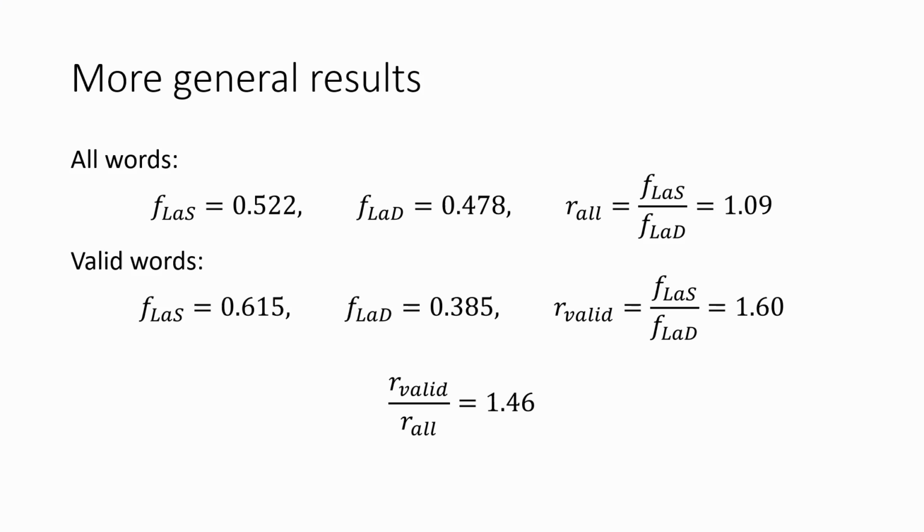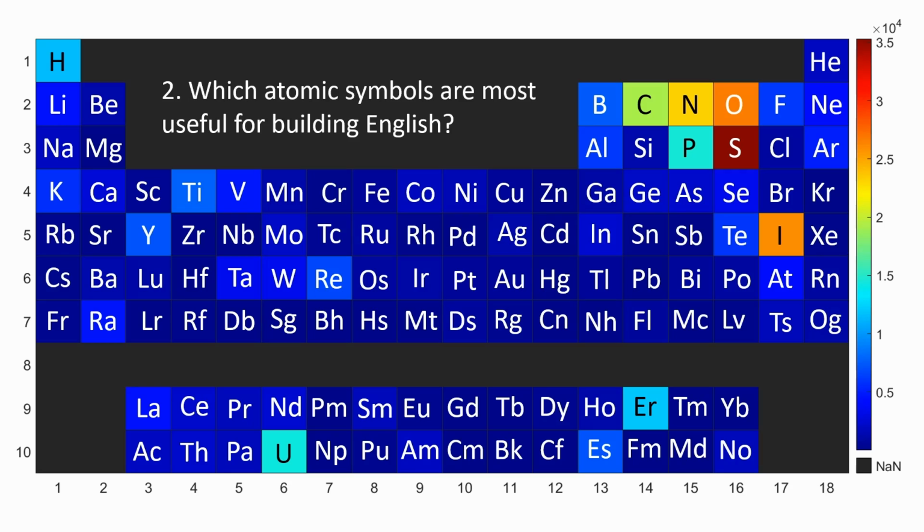So if we do some more general results, here's some math for you guys to look at. The takeaway is that the ratio of the frequency of the letters as singles to the frequency of the letters as doubles increases 1.5-ish times in our valid words list when compared to the total English language. Now we're going to talk about which atomic symbols are most useful for building English.